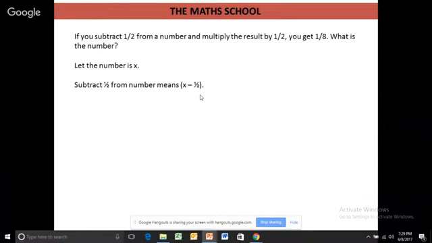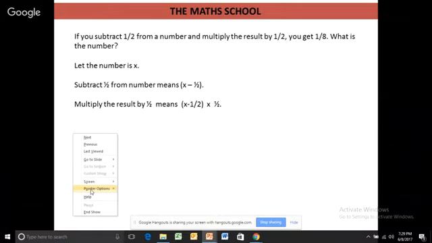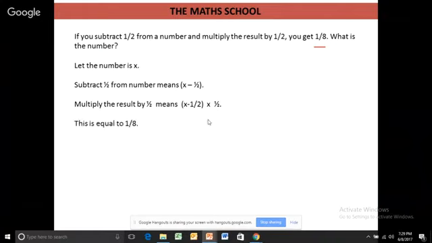Generally we take it in a bracket. Now it says multiply the result by 1 by 2. So multiply the result by 1 by 2 means (x minus 1 by 2) multiplied by 1 by 2. The result you will be getting is 1 by 8, as given in the question. What does this mean? (x minus 1 by 2) multiplied by 1 by 2 is equal to 1 by 8.